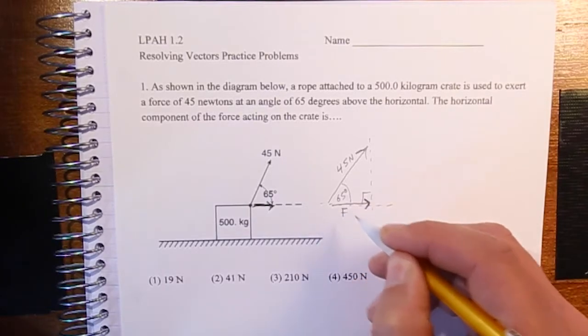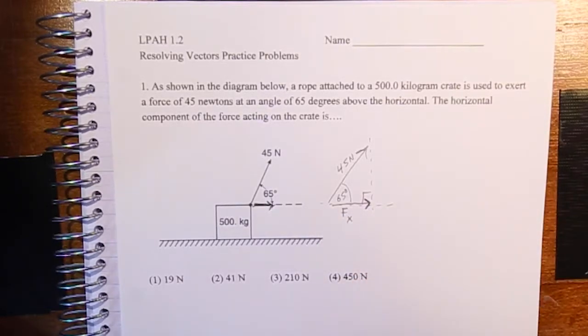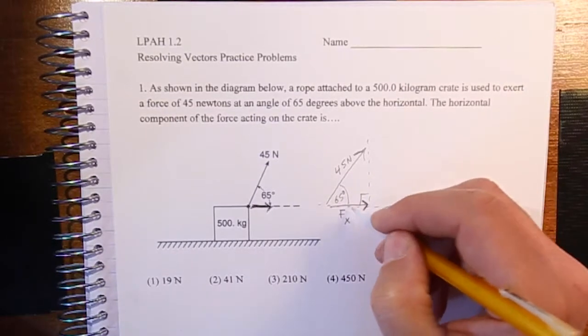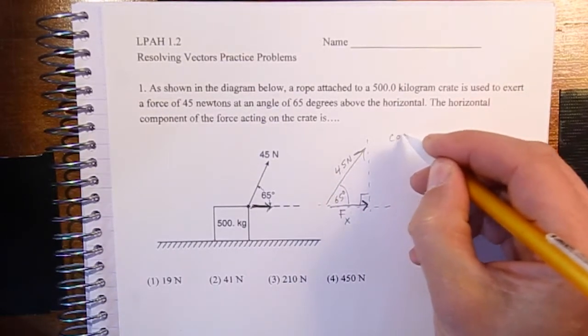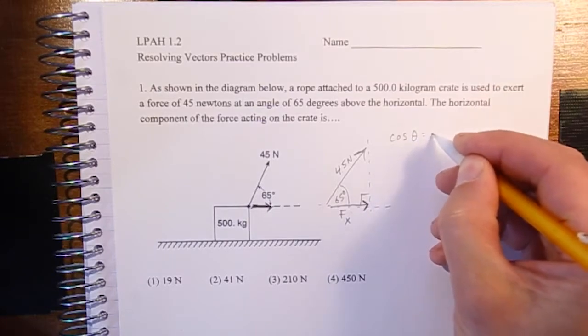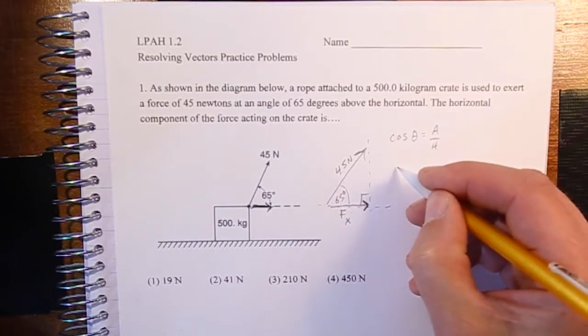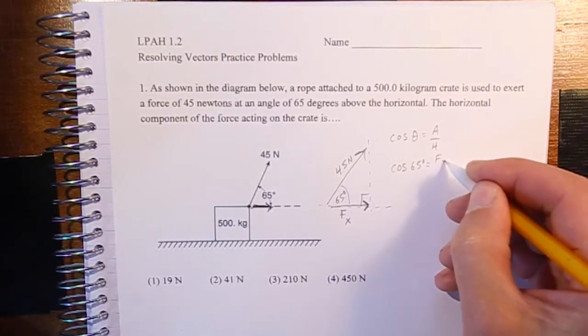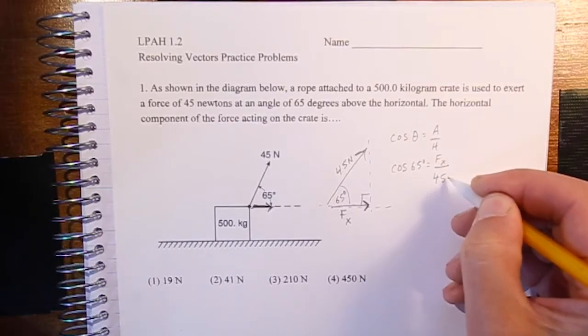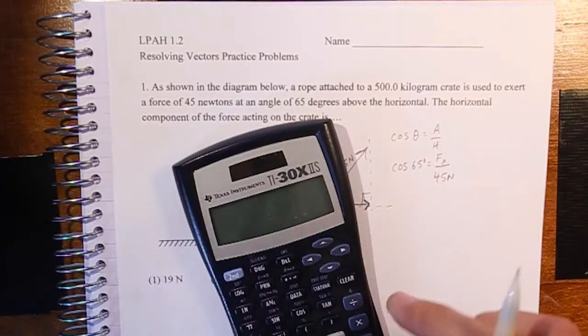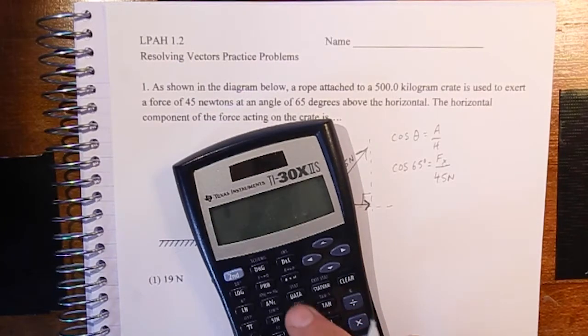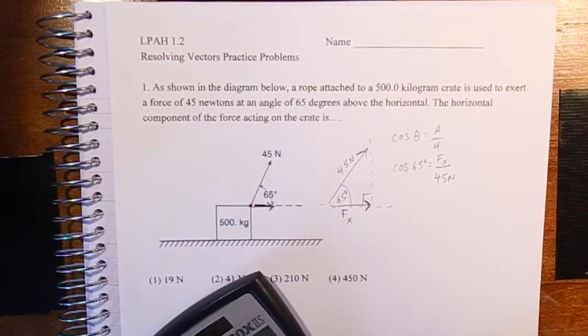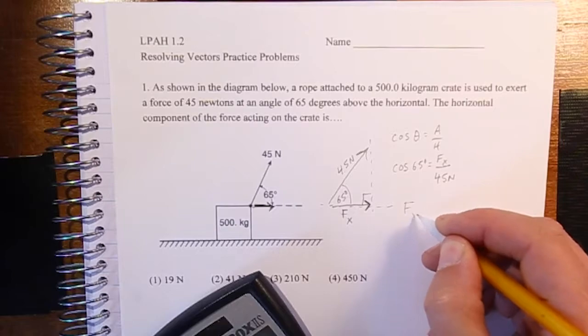So we're going to call that Fx for force in the x direction. And we have the adjacent and the hypotenuse. So that's going to be cos theta equals adjacent over hypotenuse, or cos 65 equals Fx over 45 newtons. And we have cos 65 times 45, and that gives us 19 newtons.